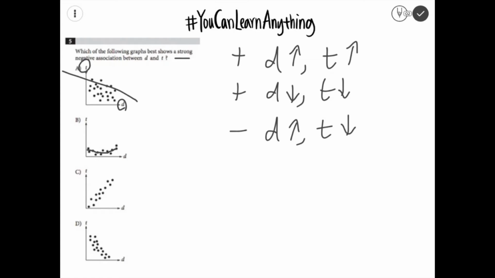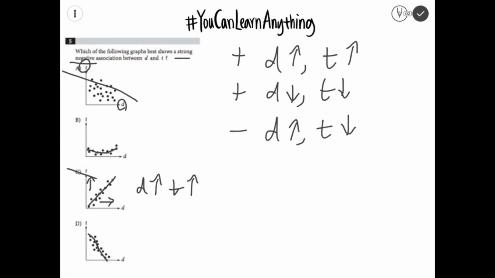Let's move on. We can see in C a line that looks kind of like this, and in D a line that looks kind of like this. So quite simply, if we're looking at C, for instance, you can tell that as D increases, so as the dots move towards the right, then T also increases. The dots start moving upward. In other words, D goes up as T goes up. This is a positive association, which we don't want because we're looking for a negative association.